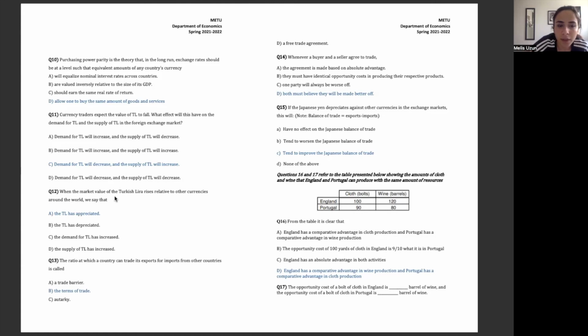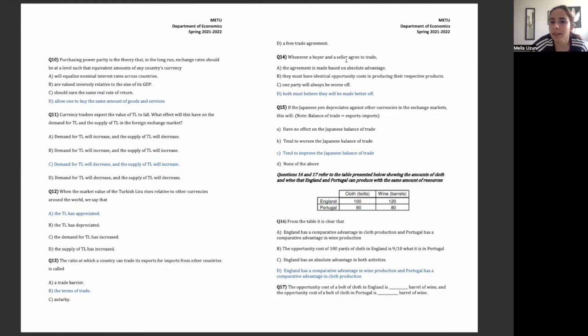When the market value of the Turkish lira rises relative to other currencies around the world, we can say that the TL has appreciated. So for the market value of the Turkish lira, for example, one Turkish lira was equal to $3, but now it is equal to $5. It means TL has appreciated. The ratio at which a country can trade its exports for imports from other countries is called the terms of trade.